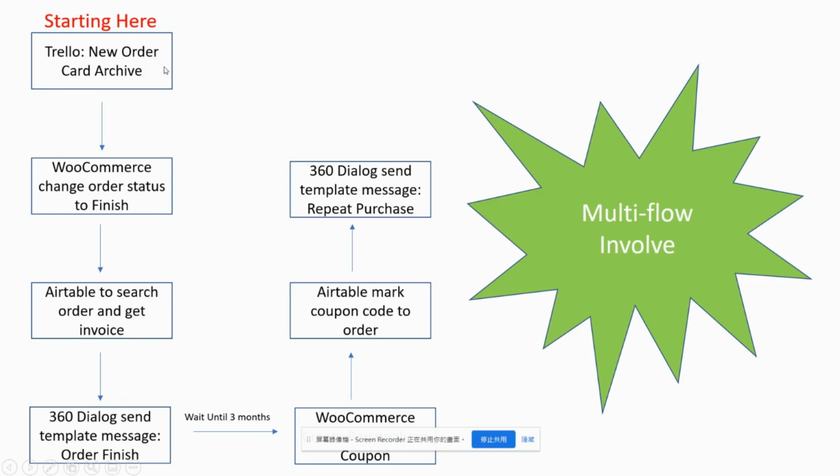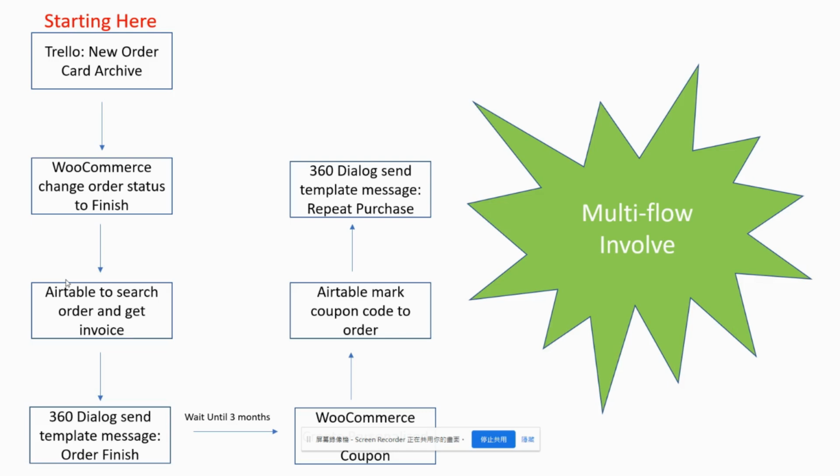It is the trigger. After archive, I need to change the WooCommerce order status to finish, or complete. I checked the right word; it is called complete. Actually, I will send a request to our Airtable.